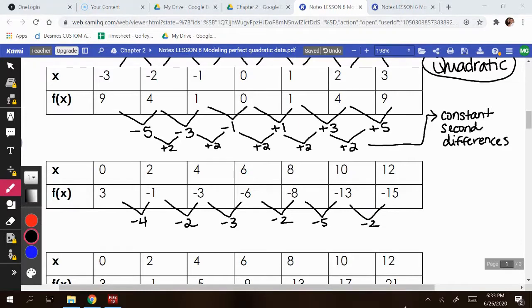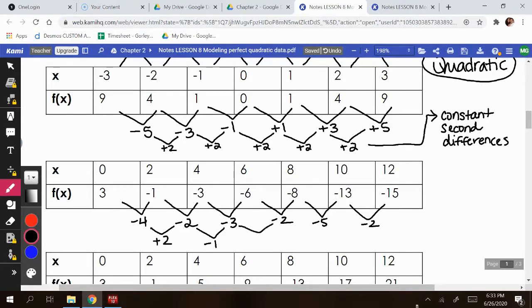How do I get from -4 to -2? Or what is -2 minus a -4? That would end up being 2, right? I would add 2. How do I get from -2 to -3? I'd subtract 1. And really, I don't have to go any further. Do you see how those second differences are already not the same?